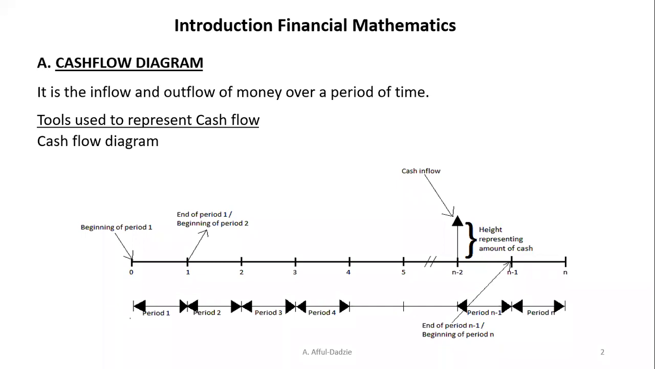Now, the longer the length of the arrow, it means the bigger the amount. So here, if I have an amount, say 100, and if I have an amount like 1,000, 1,000 will surely be higher than 100. Okay, so the longer the length of the arrow, the higher the amount, and the shorter, the smaller the amount. Okay.